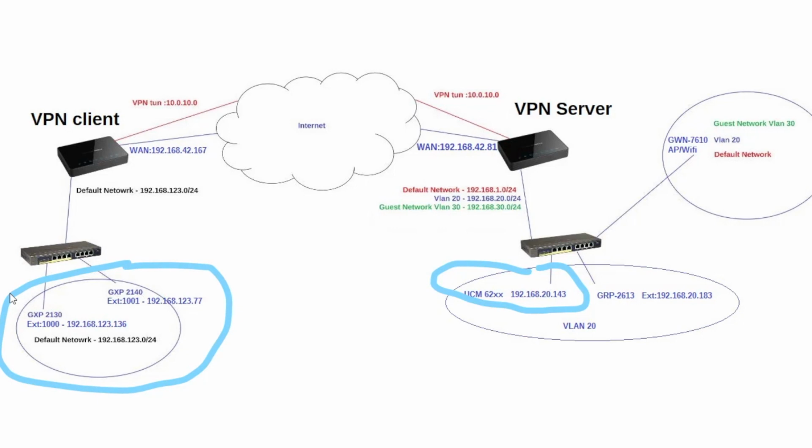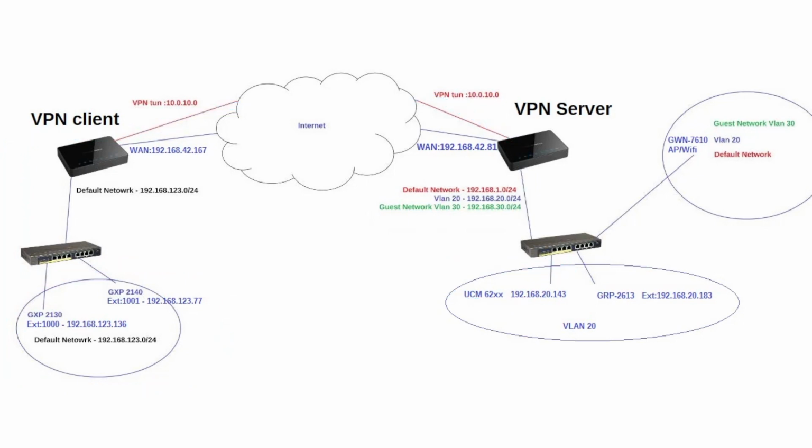We want to make sure that these phones can go up through the router, on through the VPN tunnel, through the internet, back down the VPN tunnel of the server, and down to the UCM. I would recommend taking a screenshot of this because I will be referencing IP addresses as we're configuring the OpenVPN server, and it will be handy. With that being said, let's go ahead.